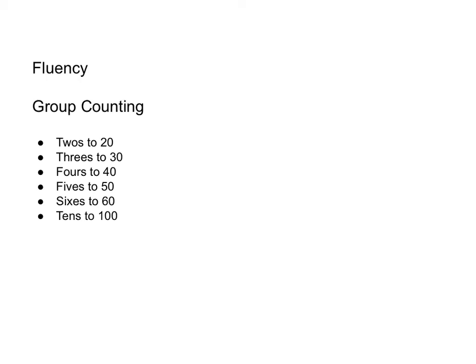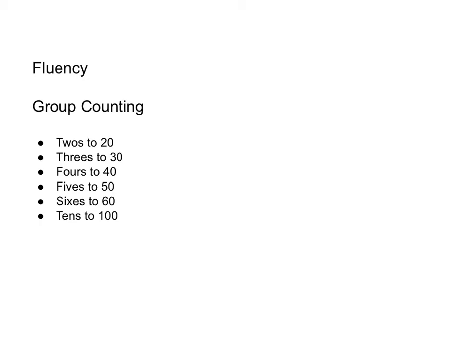This is Fluency, Module 3, Lesson 24. We're going to start off with some group counting. We are going to practice 2s, 3s, 4s, 5s, 6s, and 10s. And we're going to go to that number times 10.